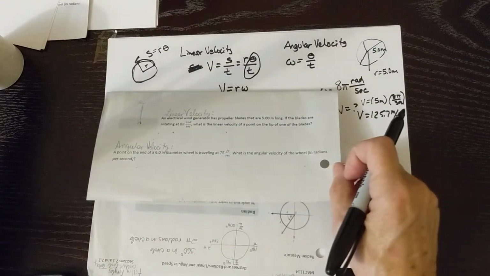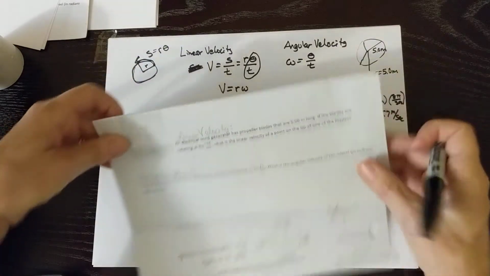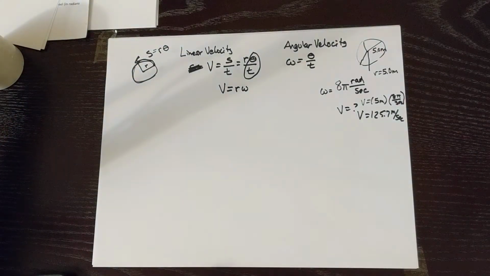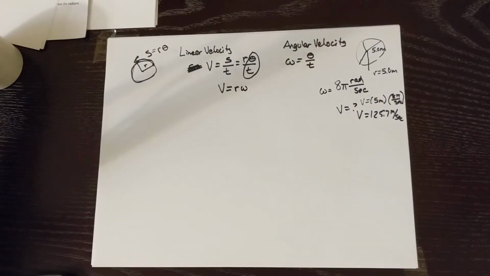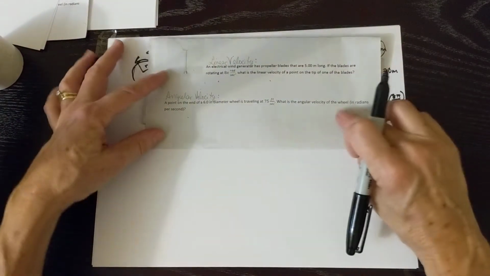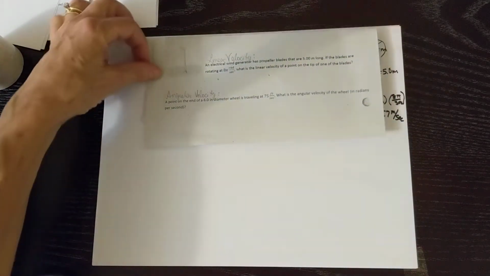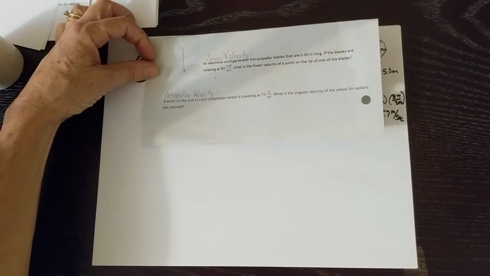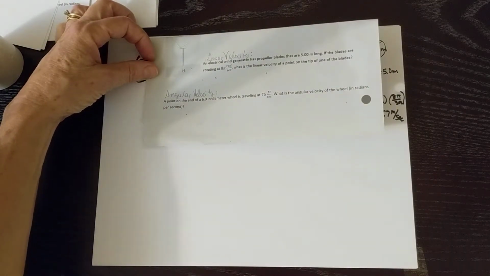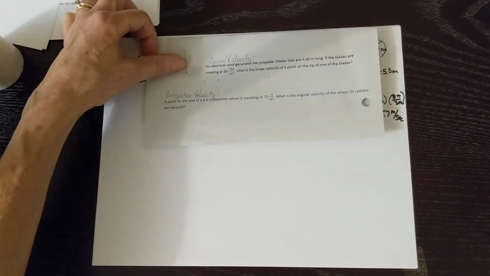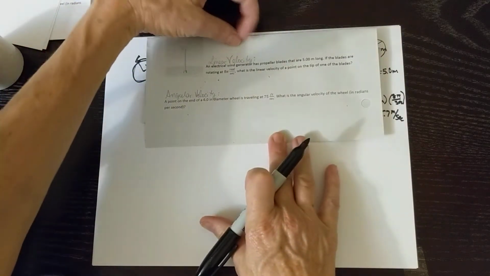Now we had another problem on our worksheet I want to talk about that had to do with angular velocity. So we're going to look at that one. Here it is, angular velocity. It says a point on the end of a 6.0 inch diameter wheel is traveling at 75 feet per second. What is the angular velocity of the wheel in radians per second?